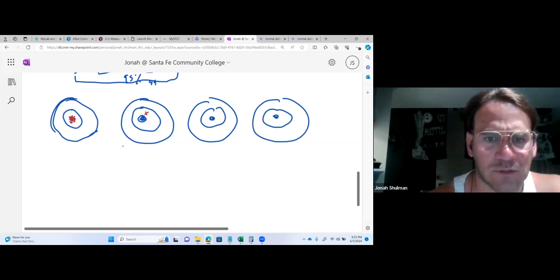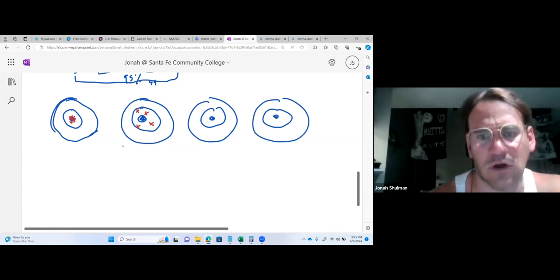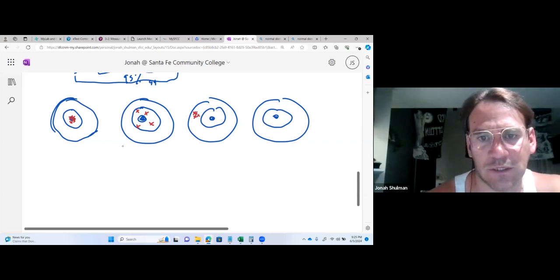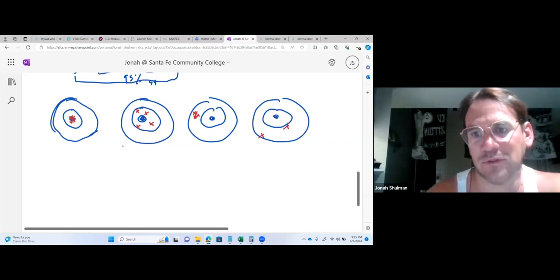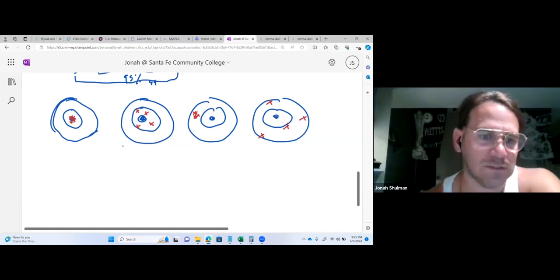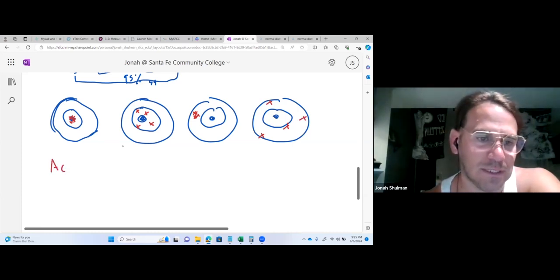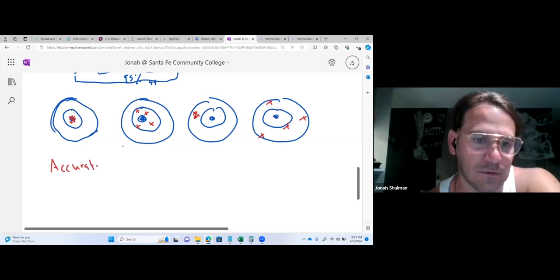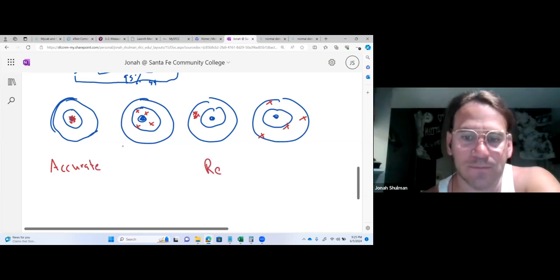Here, we're right around the target, but we are not consistent at all. Here we're away from the target, but we are consistent. We are hitting that dartboard. And here, I can't hit a bullseye to save my life. So these 4 pictures really show you the difference between something that's accurate and something that's reliable.